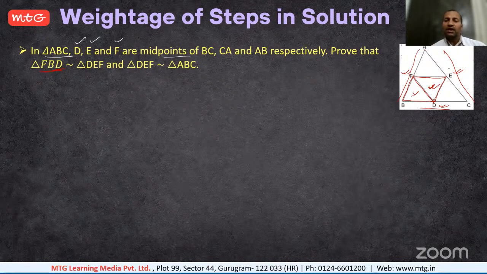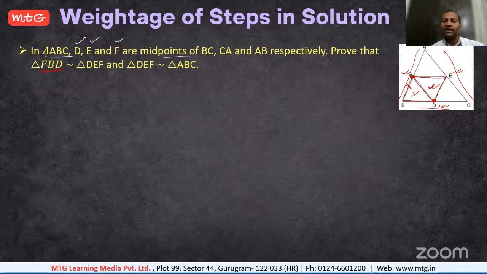Fine. So here you see, F is a midpoint and D is a midpoint. Midpoint means it's dividing two sides of the triangle in the same ratio, so this is 1:1, and here also it is 1:1. So what we have learned: if any line divides two sides of a triangle in the same ratio, then that line will be parallel to the third side. So then this line FD will be parallel to the third side.